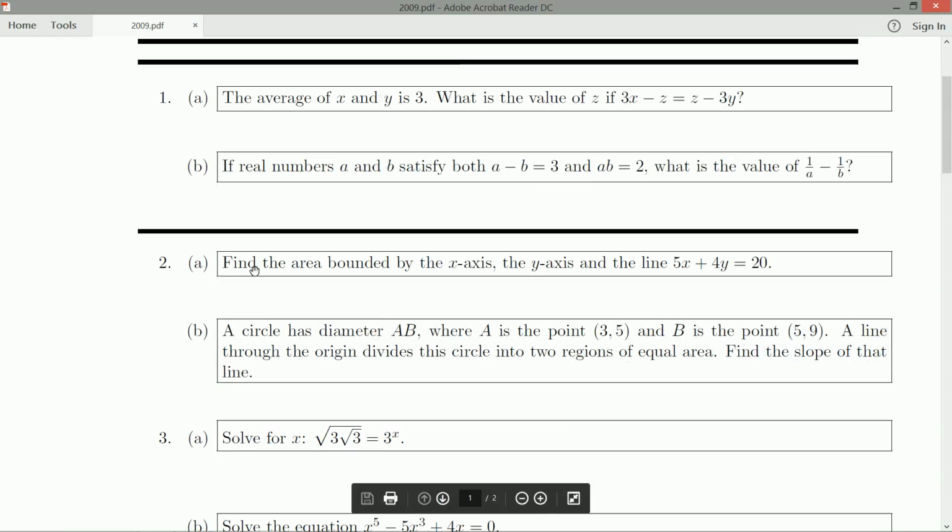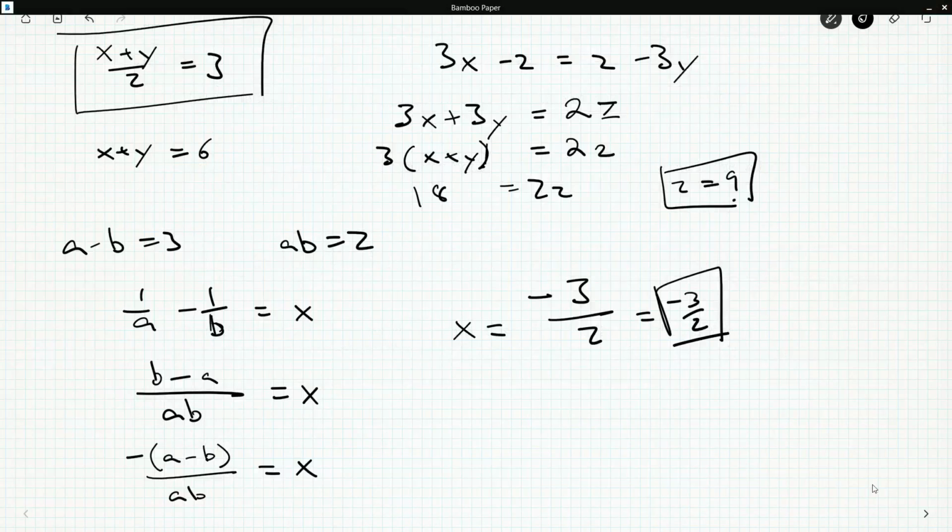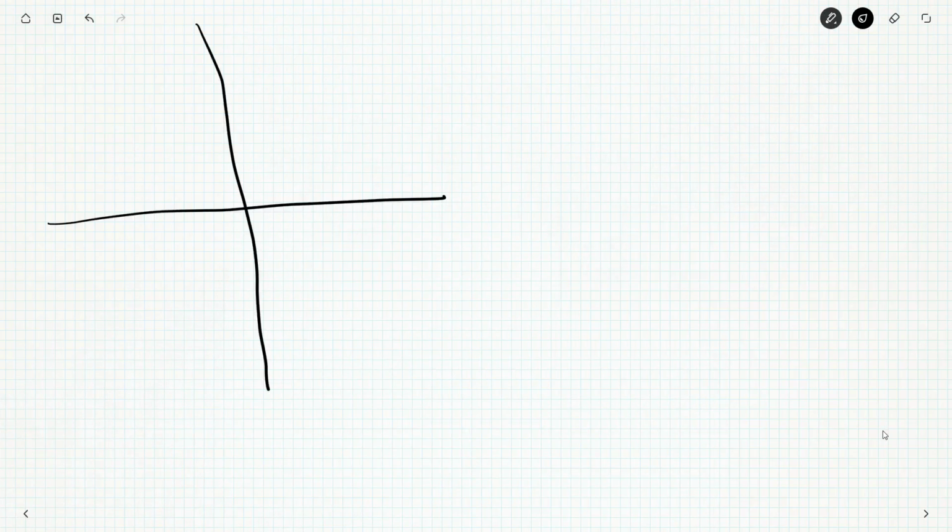So 2A, find the area bound by the x-axis, the y-axis, and the line 5x plus 4y equals 20. Okay, so let's just draw a very quick picture. Being bound by the x and y-axes, which are perpendicular to one another, I sense a right angle triangle coming on here. So we'll have the y-axis, x-axis, and we'll also have a line, and we'll talk a bit more about this line in a moment, but we get a right angle here.